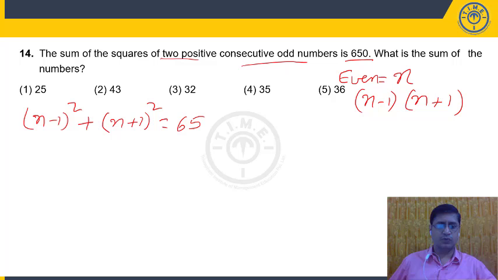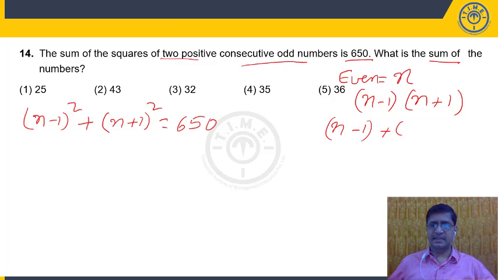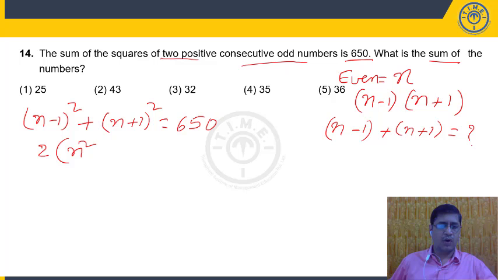The sum of the squares of the two consecutive odd numbers is 650. Now the sum of these two is equal to 650. Now what is the sum of the two numbers? Means n minus 1 plus n plus 1. This is the question. Now it is in the form of (a minus b) whole square plus (a plus b) whole square. (a minus b) whole square means a square plus b square minus 2ab. (a plus b) whole square means a square plus b square plus 2ab. Minus 2ab plus 2ab gets cancelled. Remaining is a square plus b square plus a square plus b square, which is 2 times (a square plus b square). So 2 times (n square plus 1 square) is equal to 650.